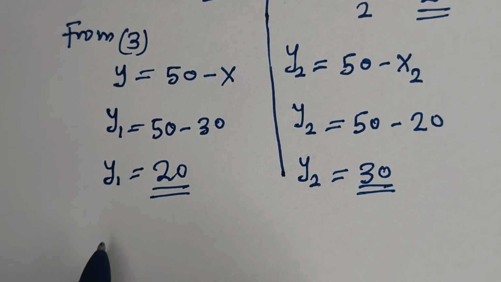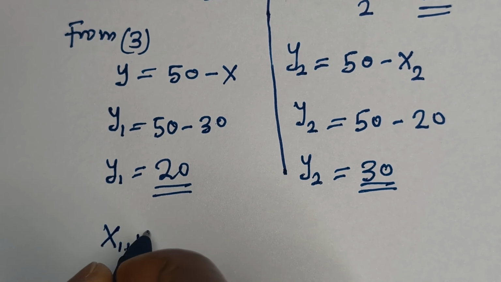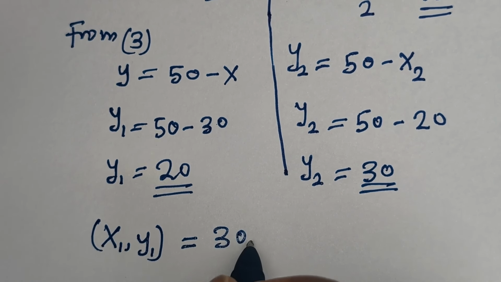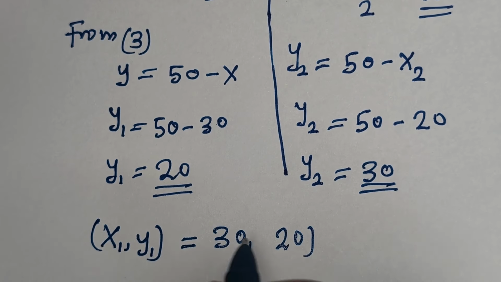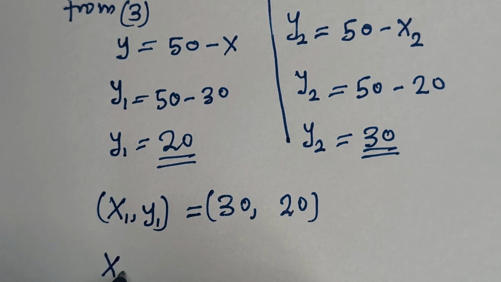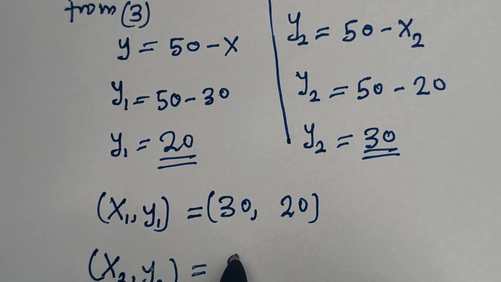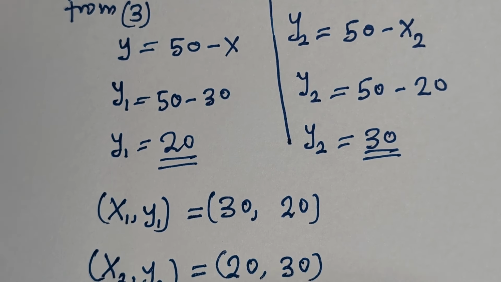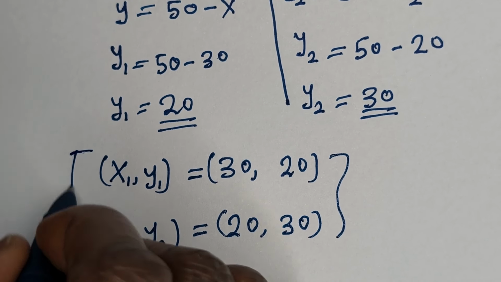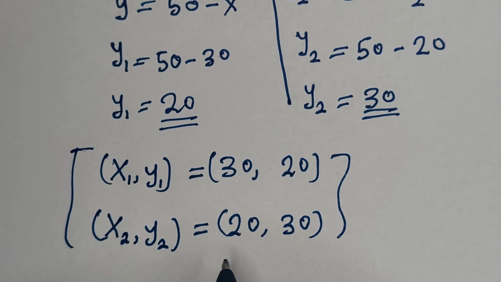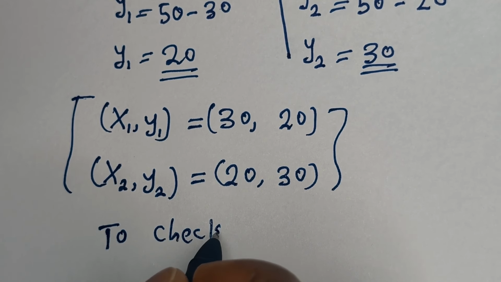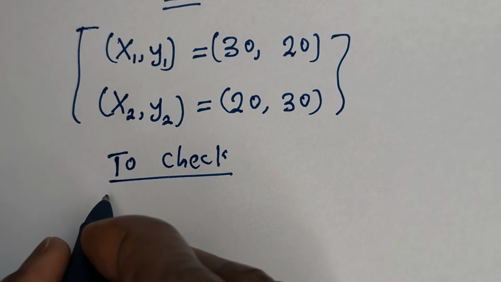Therefore, our final answers are x1, y1 is equal to 30, 20, and x2, y2 is equal to 20, 30. These are the final answers. We may check to confirm if this answer is right or wrong. Let's check. To check, we have the given equation.